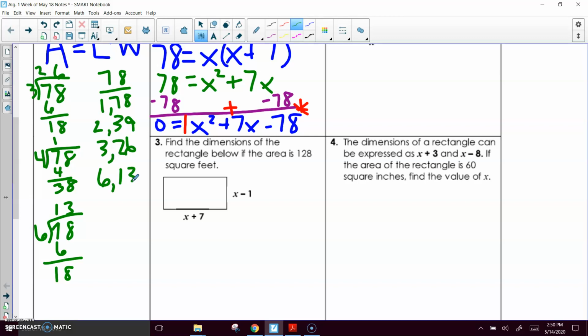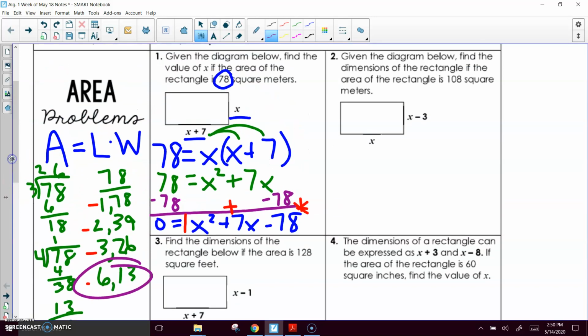Well, my product is negative 78. So that means one of my numbers has to be negative. My sum is positive. So my smaller number is going to be negative. And I can see that my last pair is how I'm going to get to positive 7. Didn't leave myself very much room here. Let's go back up top. So my factors then are x minus 6 times x plus 13 equal to 0.